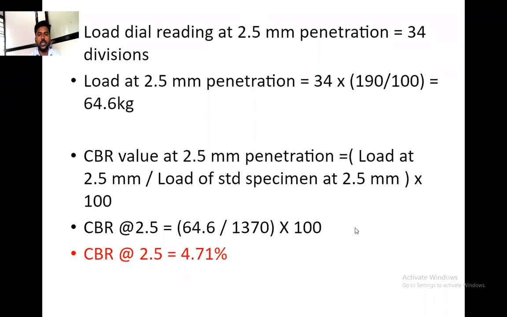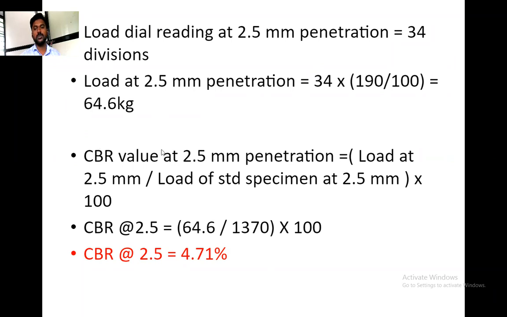They have shown the calculation. The dial reading at 2.5 mm penetration shows 34 divisions. Then the load at 2.5 mm penetration is equal to 34 into 190/100, which gives 64.6 kg. Concentrate on the value for the load at 2.5 mm penetration. The soil has given a load of 64.6 kg.